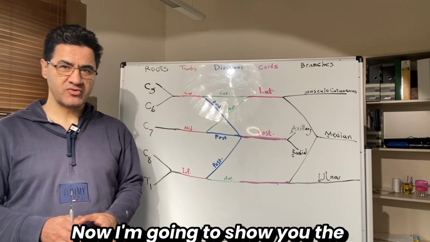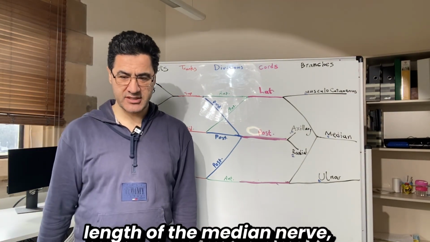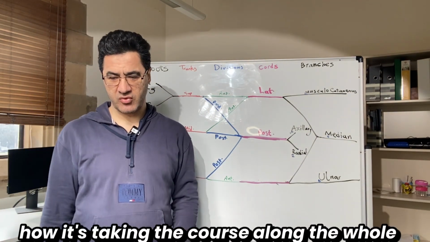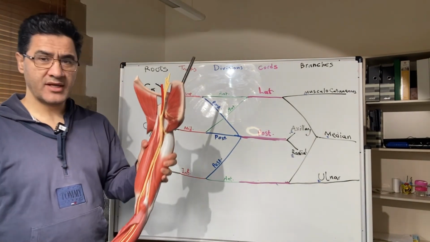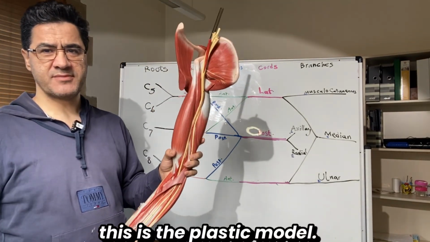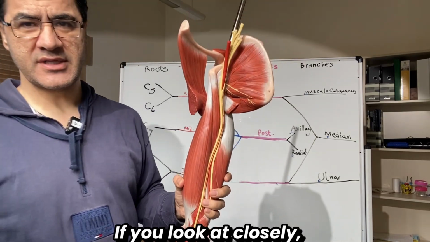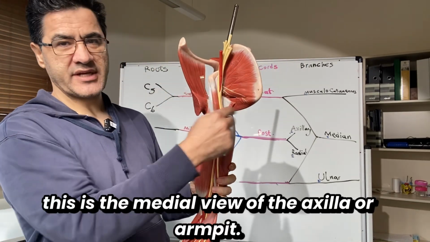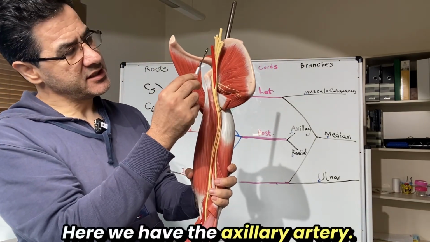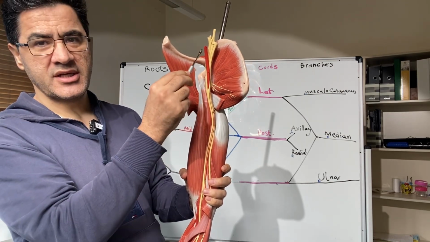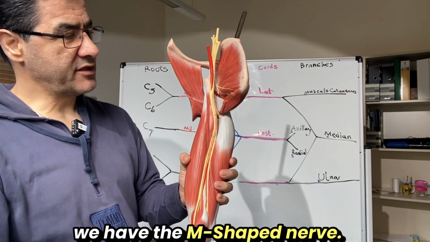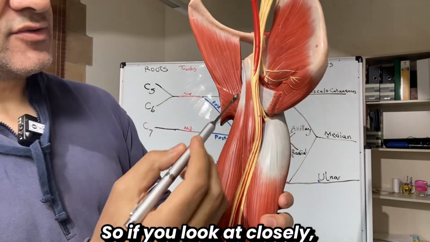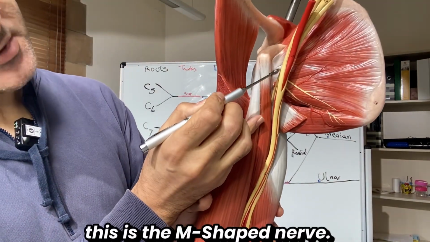Now I'm going to show you the length of the median nerve, how it takes its course along the whole length of the upper limb. If you look here, this is the plastic model. If you look closely, this is the medial view of the axilla or armpit. Here we have the axillary artery. Around the axillary artery, we have the M-shaped nerve.